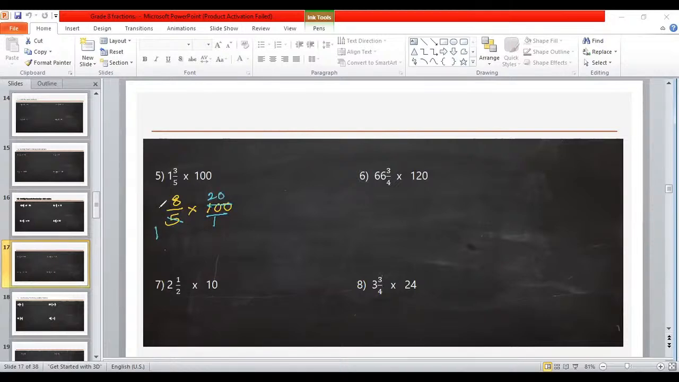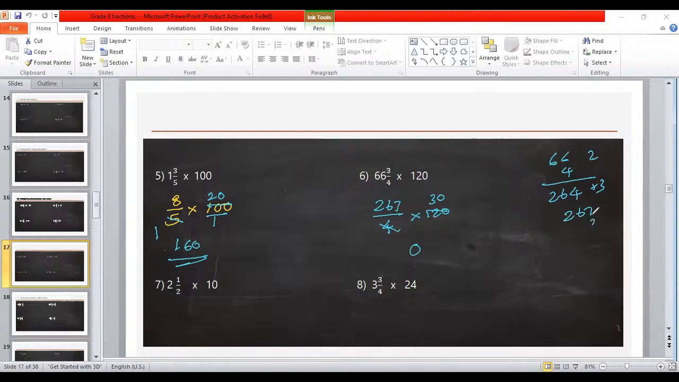20. 20 times 8, 160. 4 times 66. 66 into 4. 4 times 6, 24. 2 remain. 4 times 6, 24 and 2, 26 plus 3, 267. 267/4 into 120. 30. Multiply by 30. Add 1 0 to the end of this.